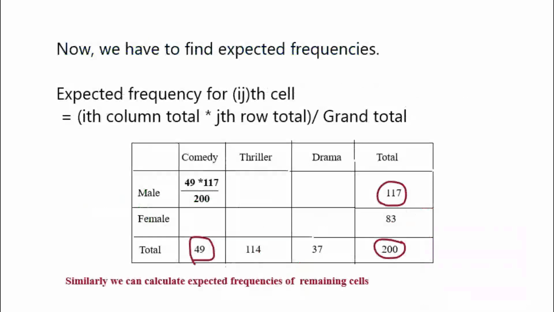Now, we have to find out the expected frequencies. Expected frequency for the ij-th cell equals the ith row total times the jth column total, divided by the grand total. Similarly, we can calculate expected frequencies of the remaining cells.